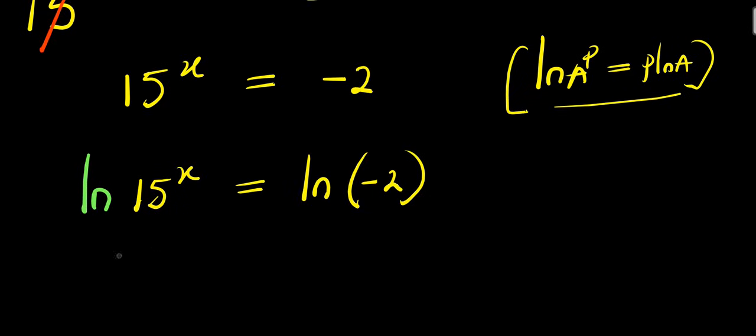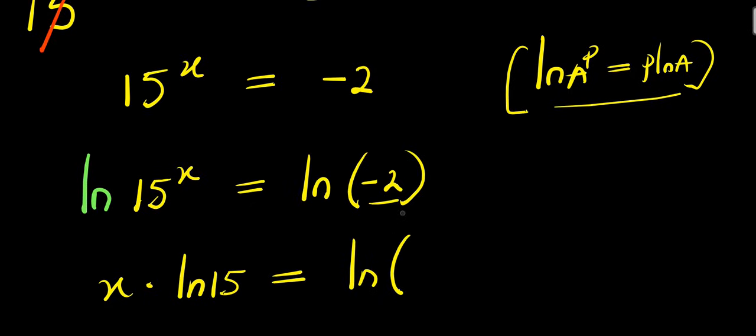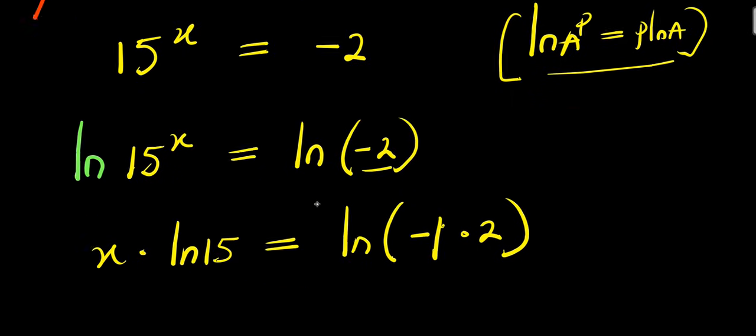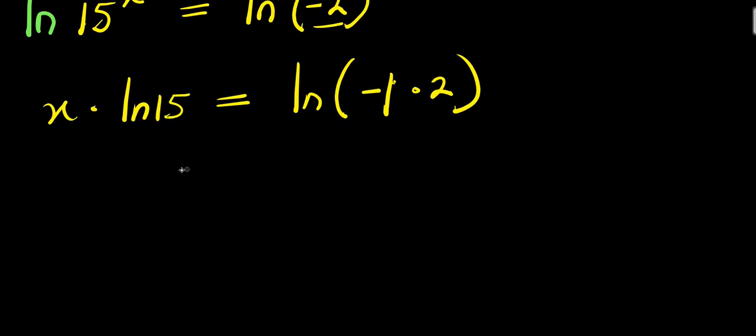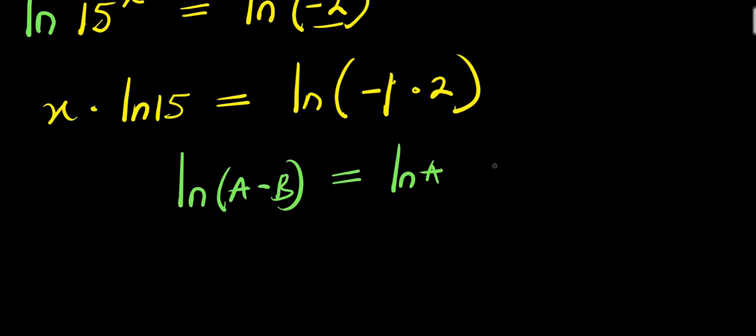Applying this right here, I have x times natural log 15 equals natural log of negative 2. I can express it as negative 1 times 2, because negative 1 times 2 is negative 2. So from here, what I would do is to consider this identity as well. Now, if you have natural log a times b, this equals natural log a plus natural log b.